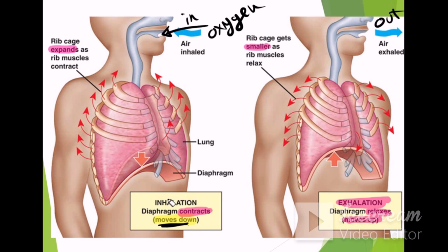Now we have two different processes that happen with the diaphragm. Inhale, get in oxygen: the diaphragm contracts, moves down, and lets the lungs expand and fill with air. When you exhale, get the air outside: the diaphragm relaxes, moves up, and the lungs squeeze, become smaller and decrease. By this way, you can understand how you breathe in and breathe out, and all of that also happens because we have muscles here.